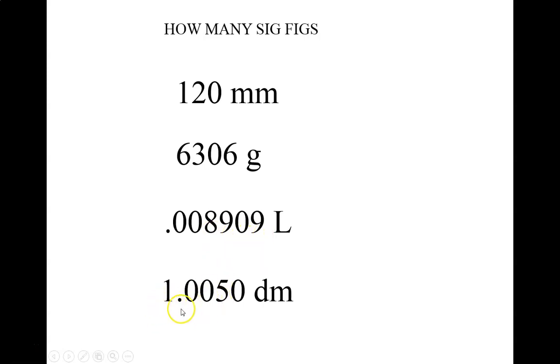So all of this is significant using sandwich rule. I look at this 0 and I see, does it meet right rule? It's to the right of a number and a decimal place. So therefore it is a sig fig. So that has 5 sig figs.